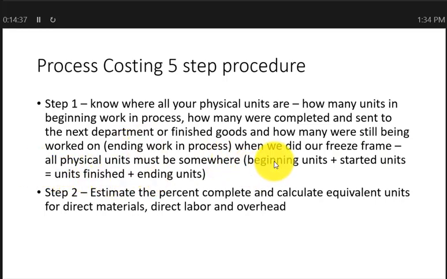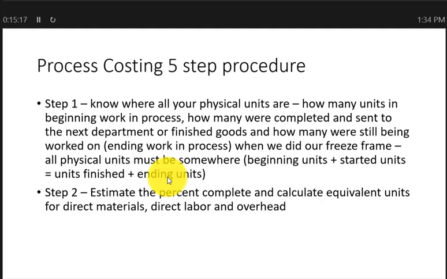So this is how many you were working on when you started, let's say, July. And this is how many you started during July. This is how many you finished in July. And this is how many you had partially done or were working on at the end of July. All the units have to go somewhere, if we assume that it doesn't just evaporate, that things don't get wasted. That does add a little complication, but we're not going to deal with it at this stage. We're going to assume none of them disappear.